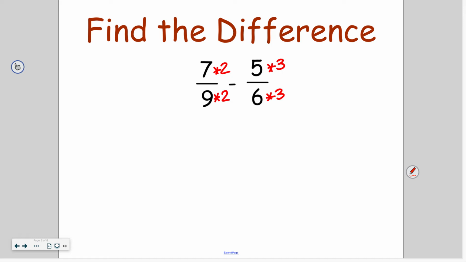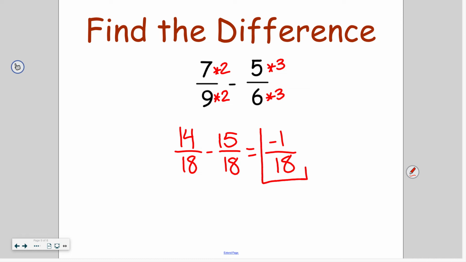Multiplying the first fraction by 2 gives us 14 over 18 minus, for the second fraction, 15 over 18. Going to go ahead and subtract those numerators now, giving me a -1 over 18, and there is nothing else I can do to reduce that.